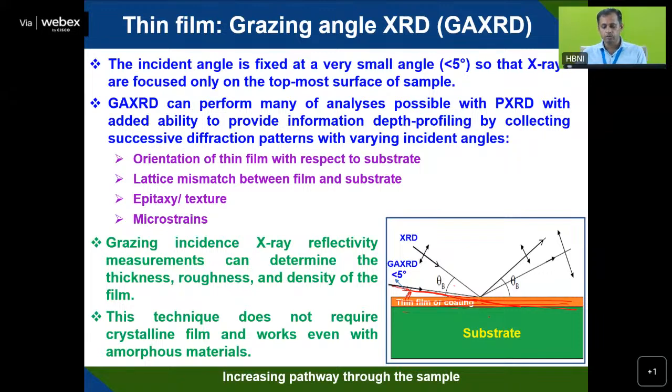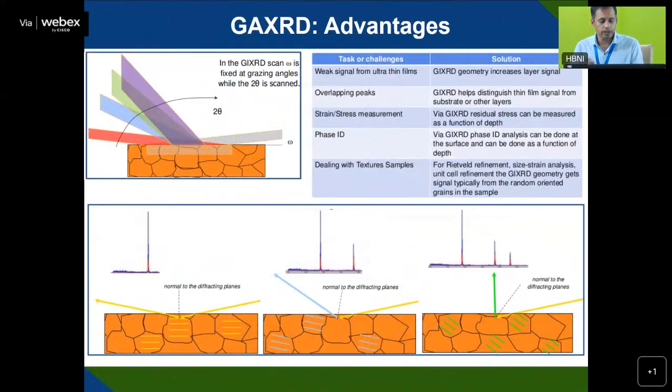Here the main objective is, in the thin coating, you are increasing the path length of the X-ray just by fixing the lower angle. If you see an example here, the omega is fixed at a grazing angle, and the 2 theta can be varied, and you can see all the different structures of the coating.